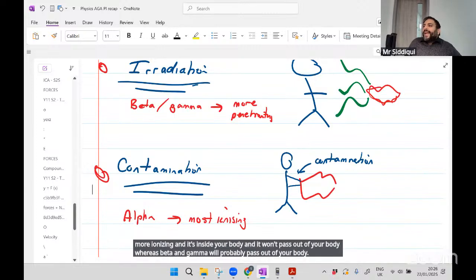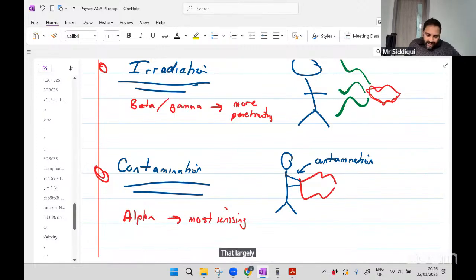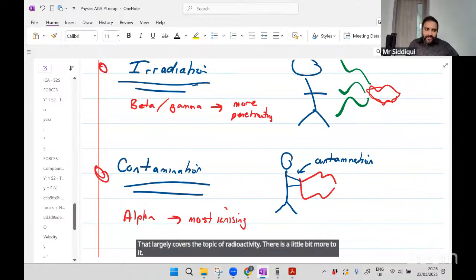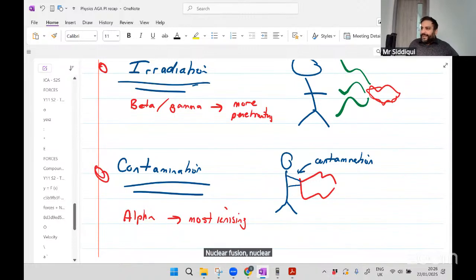That largely covers the topic of radioactivity. There is a little bit more to it. Nuclear fusion and nuclear fission are these extra little bits, depending on which one you're doing. I won't go into them for now.